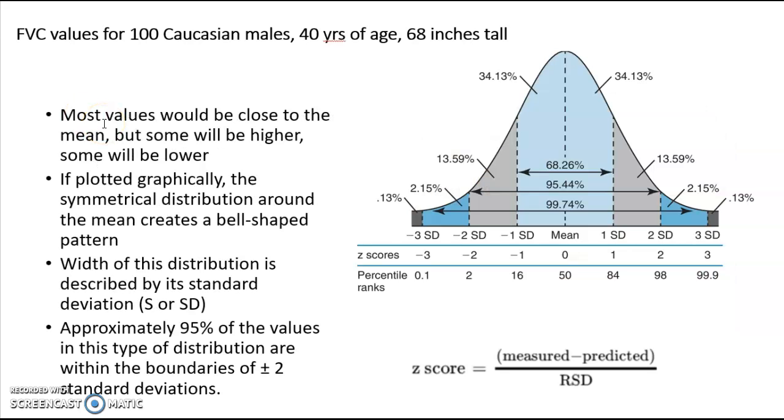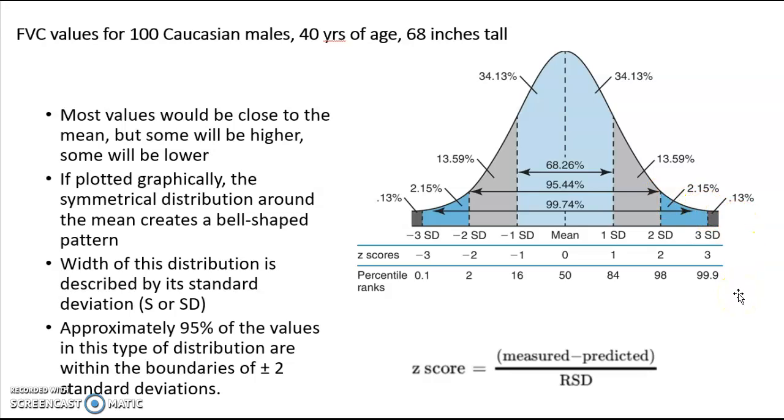So if we took a look at the forced vital capacity for 100 Caucasian males who are 40 years old and 68 inches tall, what we would find is that most values would be close to the mean, but some will be higher and some will be lower, the mean being here. If plotted graphically, the symmetrical distribution around the mean, around this spot, creates the bell-shaped pattern, which we see right here.